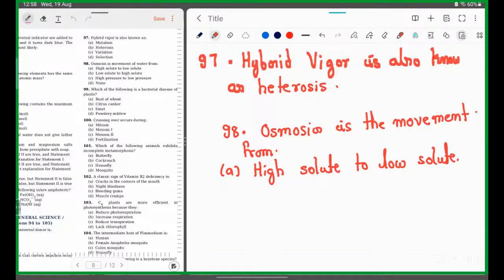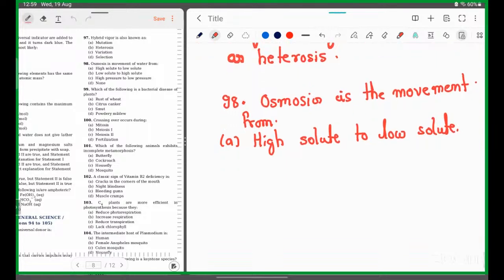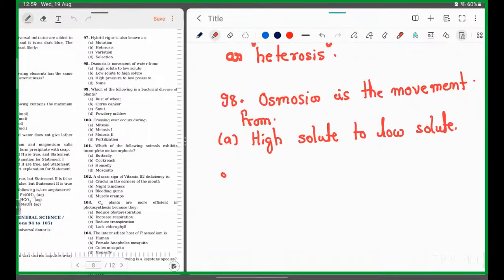Coming to option B, citrus canker. Yes, citrus canker is a highly contagious bacterial disease caused by bacteria. So B will be the answer. And C, smut, is again a fungal disease, and powdery mildew is again a fungal disease. So options A, C, D are fungal diseases in plants, and B, citrus canker, is the only bacterial disease. So the correct answer is B.